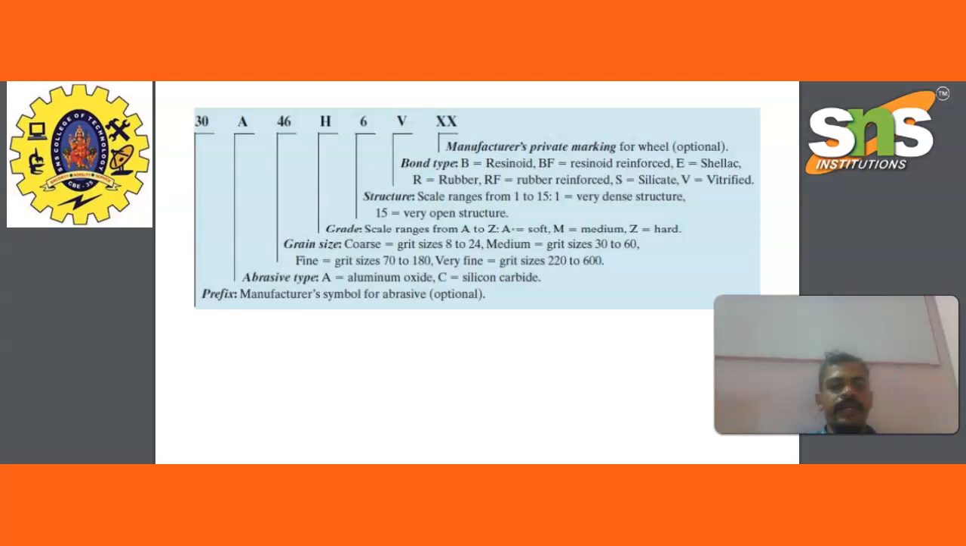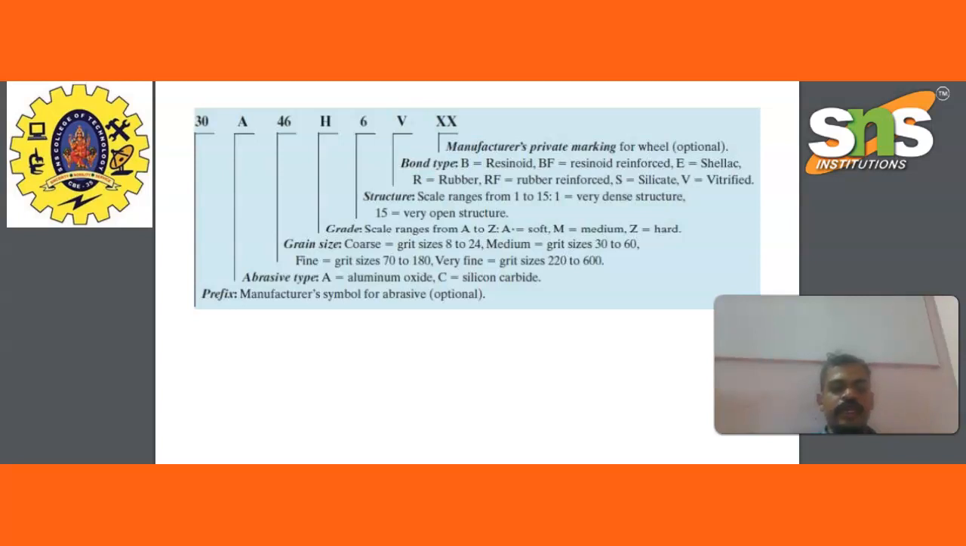Bond type: B resinoid, BF resinoid reinforced, E shellac, R rubber, RF rubber reinforced, S silicate, V vitrified.